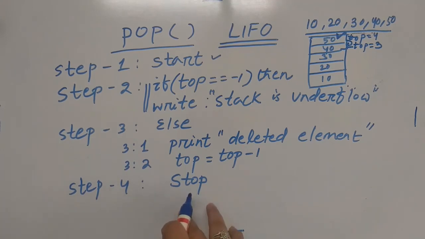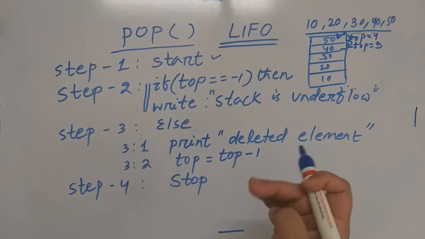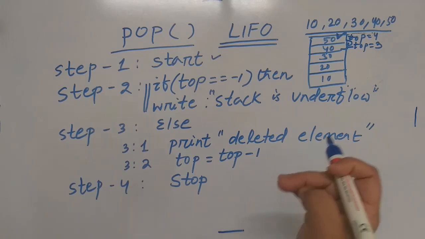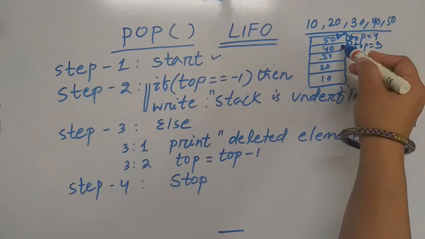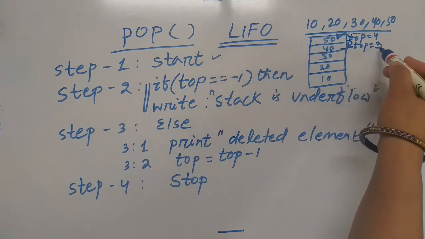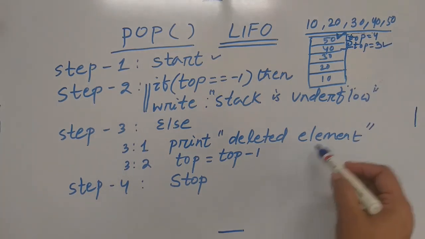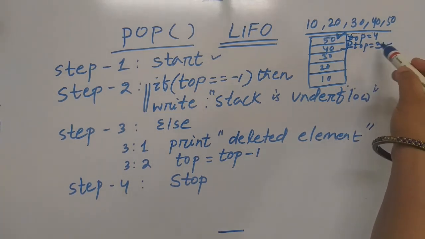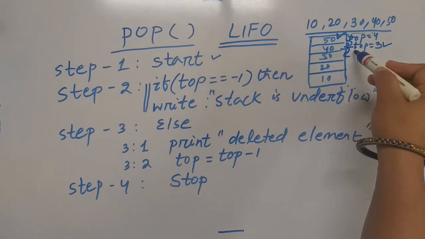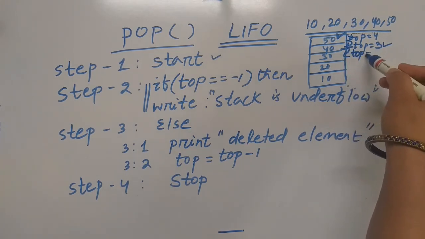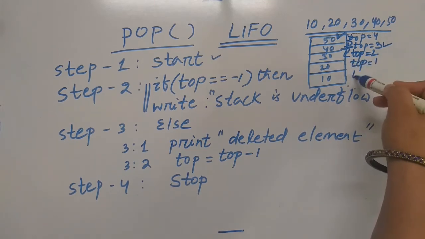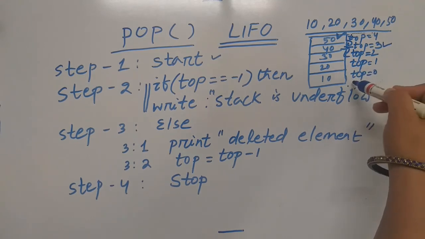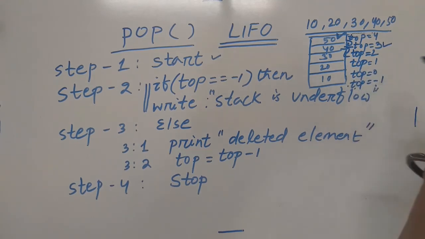Okay, then once again if we want to delete the next element, what we do is check the same condition, whether the top position is equal to minus 1. Here it is 3, so we delete this element, and then once again we decrement it, and we store the deleted element. So the top equals 2, next the top equals 1, next the top equals 0, next the top equals minus 1.